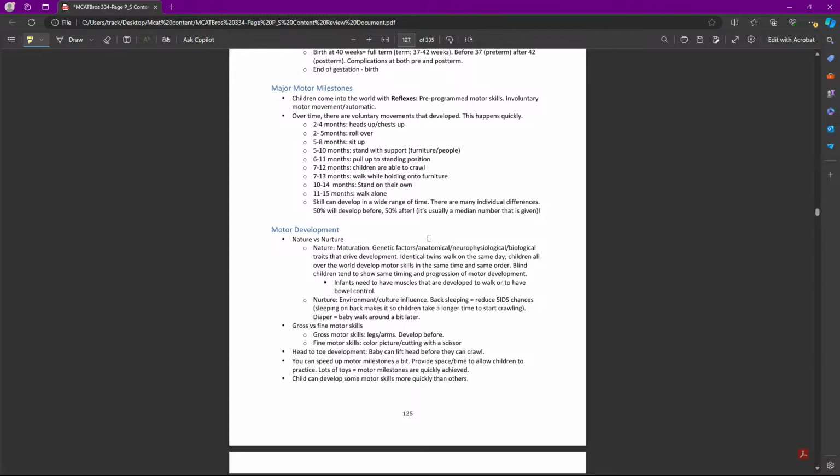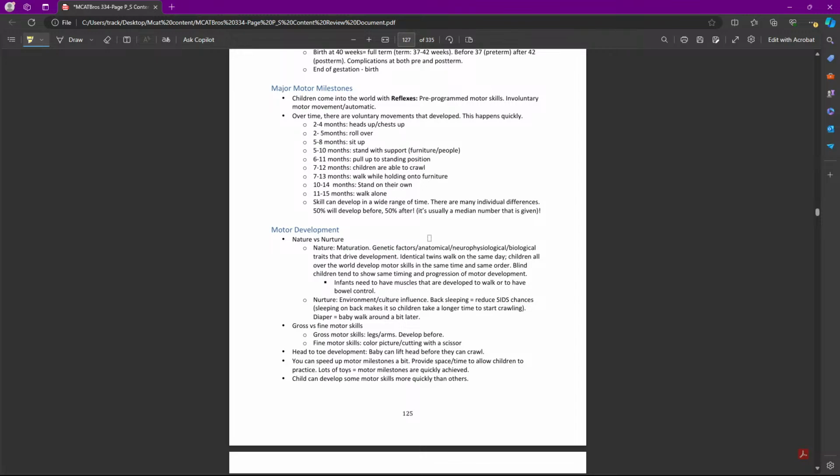So, moving to major motor milestones. These are looking at reflexes that are pre-programmed into our motor skills that are involuntary, tend to be promoted by our genetic evolution. So over time, there will be voluntary moves that develop. 2 to 4 months, the head will be heads up, chest up. 2 to 5, rolling over ability. 5 to 8 to sit up.